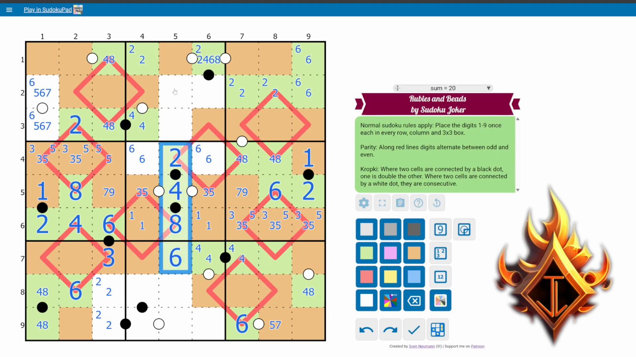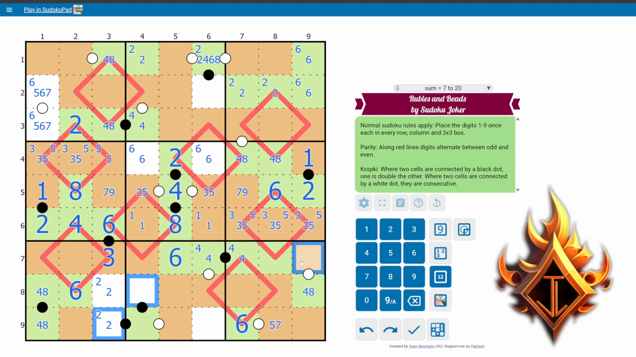We have all 4 evens in the middle column. Those all become odd. This one becomes even. 1, 2, 3, 4. If this was odd, it would be 1. That would be 2. That would have to be 1. That would be broken because of that.